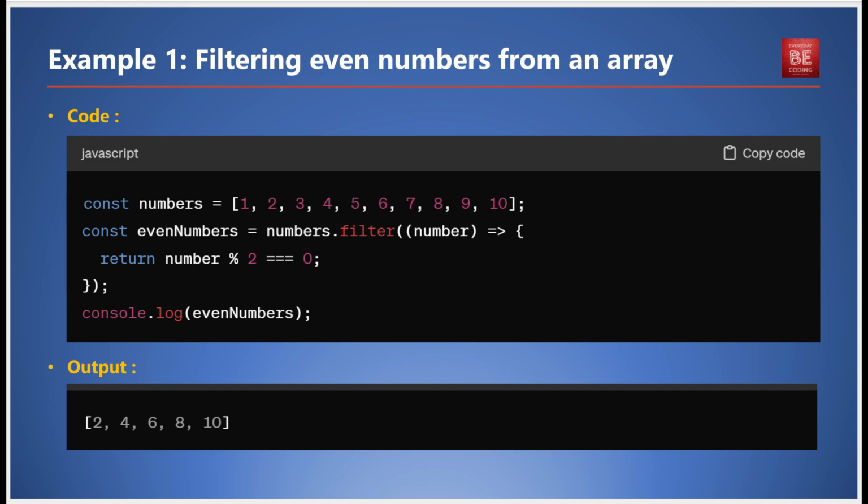Let's consider an example. Suppose you have an array of numbers and you want to filter out only the even numbers. Here's how you can do it using the filter method. The filter method iterates over each number in the array, checks if the number is even, and if so, includes it in the new array. The result is a new array with just the even numbers.